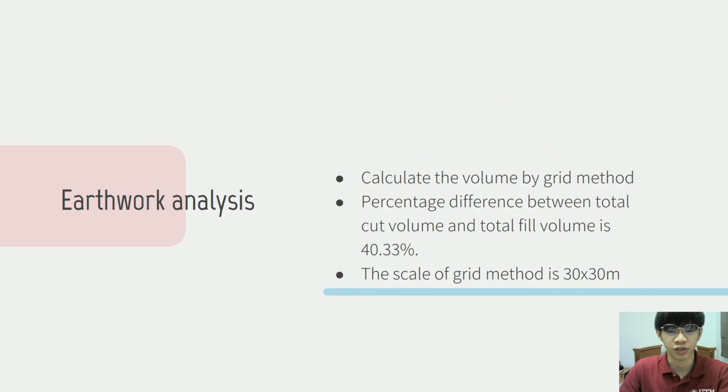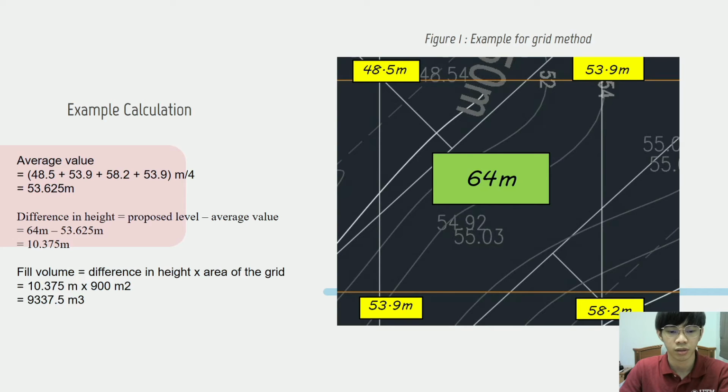Earthwork analysis stage is a stage for the calculation of cut and fill volume. The volume is calculated by grid method. There will be an example calculation and figure showing what the grid method is after this slide. The percentage difference between the total cut volume and total fill volume is 40.33%. The scale used for grid method is 30 times 30 meter. The smaller the grid, the more accurate the result. This is the example calculation and figure of grid method.